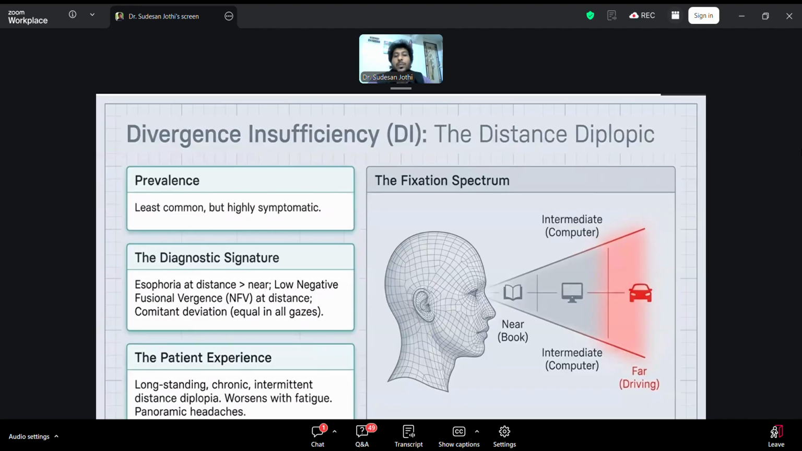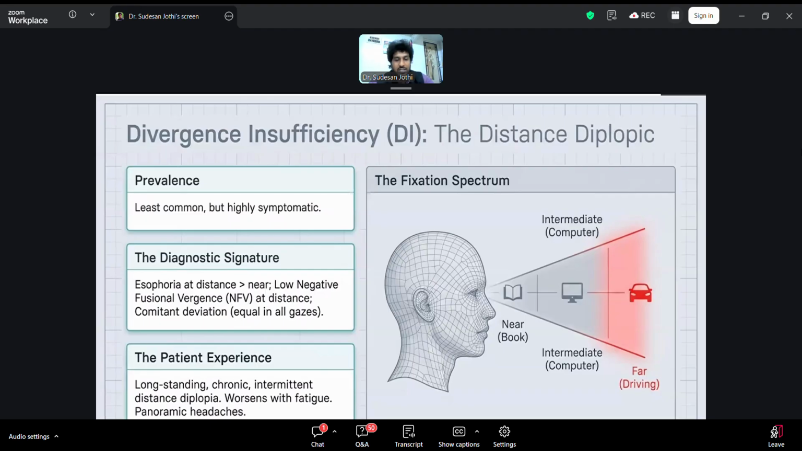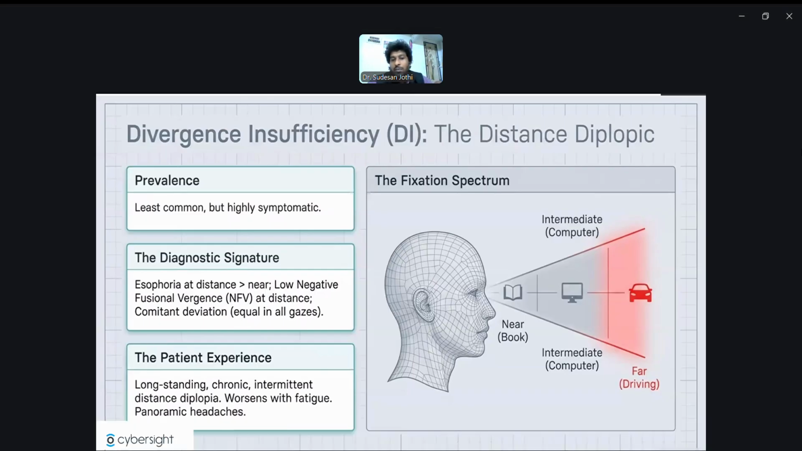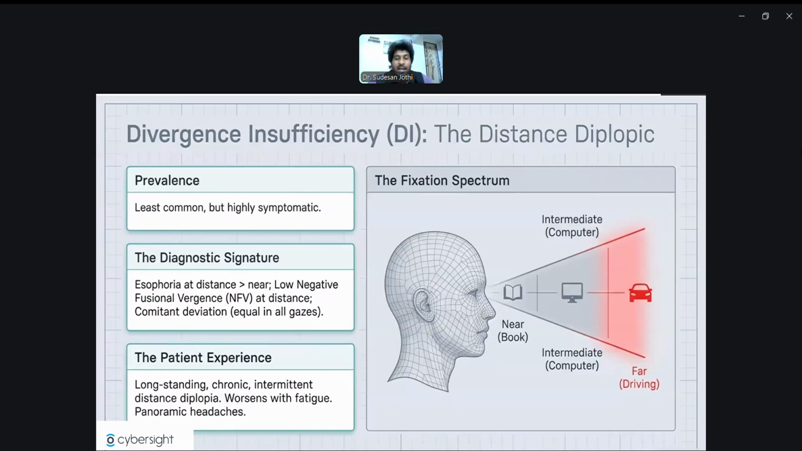And now we'll be stepping into our next disorder, divergence insufficiency, where esophoria is greater at distance. Reduced, you can find the reduced fusional vergences. These patients are usually comfortable at near, but they experience intermittent distance diplopia, especially while driving or when fatigued. The symptoms are mainly related to distance viewing. You can see on the right side of the picture the specific terms.